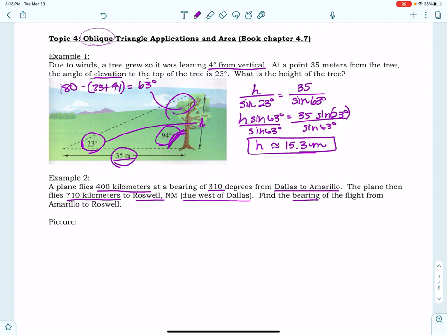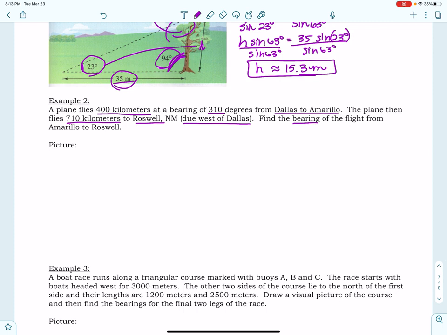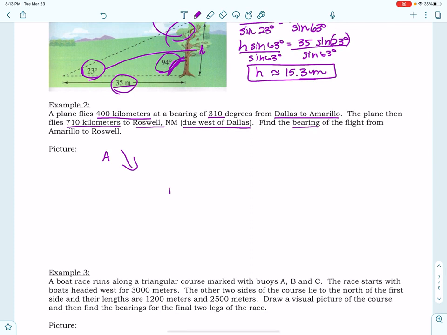Okay, let's take this one step at a time. The very first thing we're going to want to do is draw a picture. The plane is flying 400 kilometers at a bearing of 310 degrees from Dallas to Amarillo. Let's say Amarillo is right up here, and Dallas is somewhere in this direction. I am going to draw an XY coordinate plane here because I have a bearing of 310 degrees.